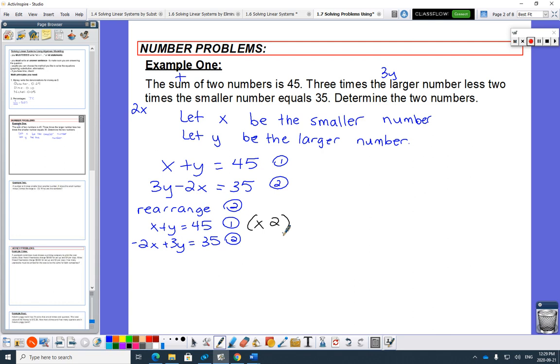So again, decide how much work you need to show. When you multiply by 2, you have to multiply the whole equation by 2. I'm not going to make any changes to the second one. I don't need to. When you add 2x and negative 2x, you're going to get 0. It's going to eliminate. 2y plus 3y is 5y. 90 plus 35 is 125.